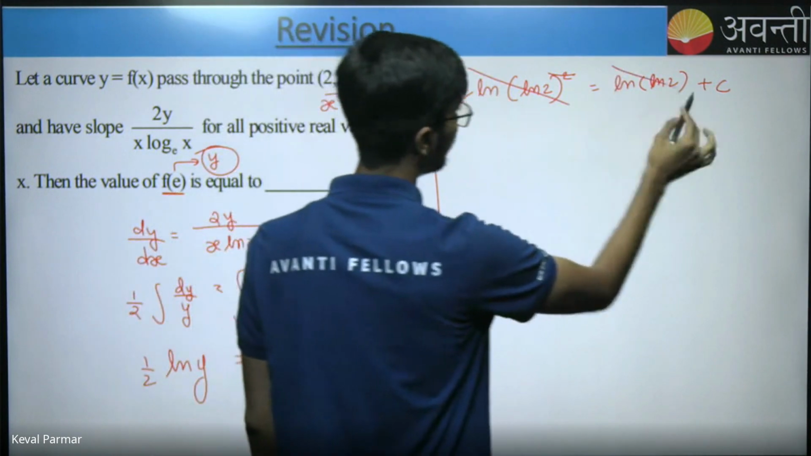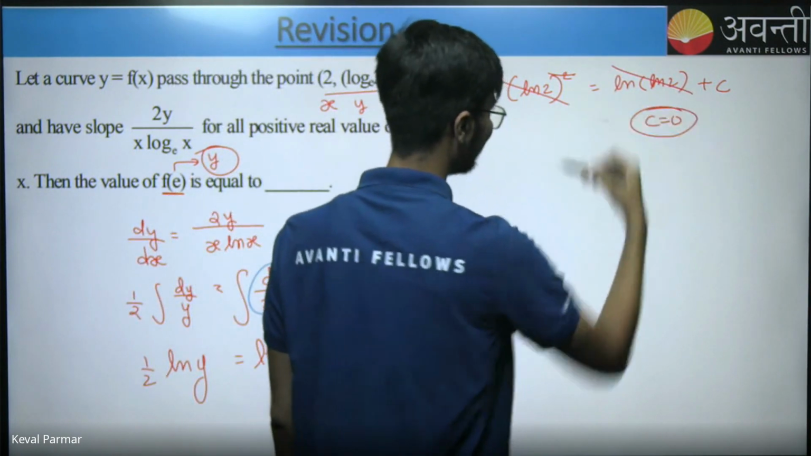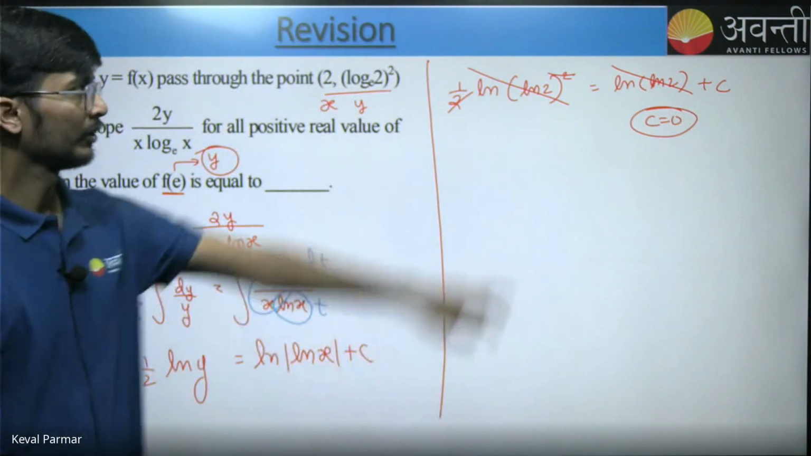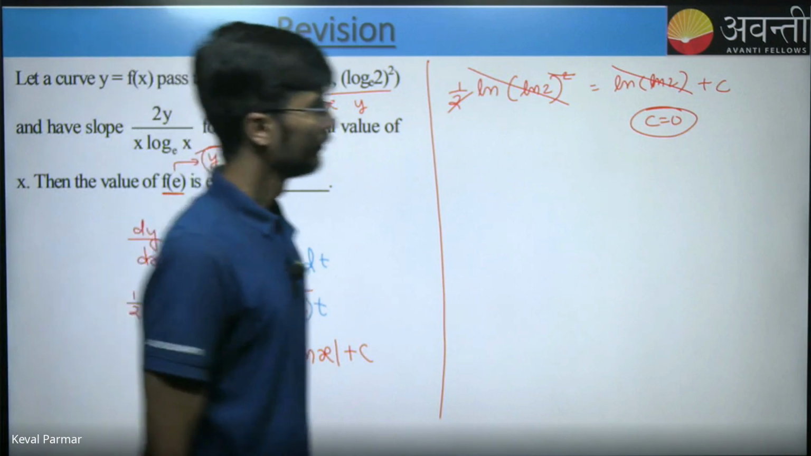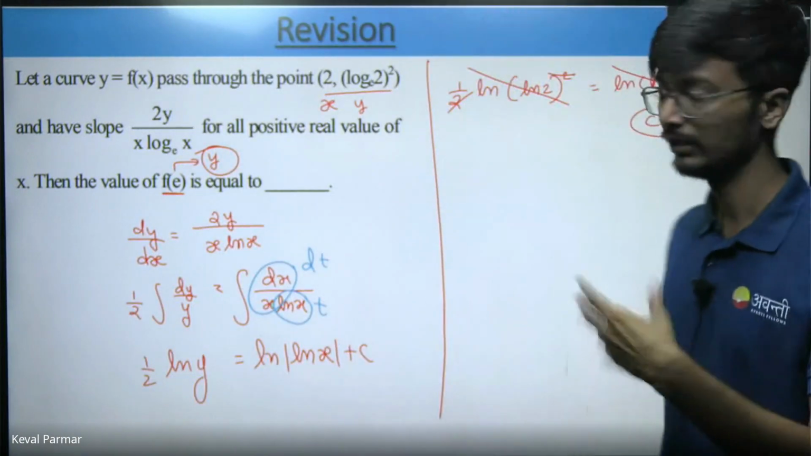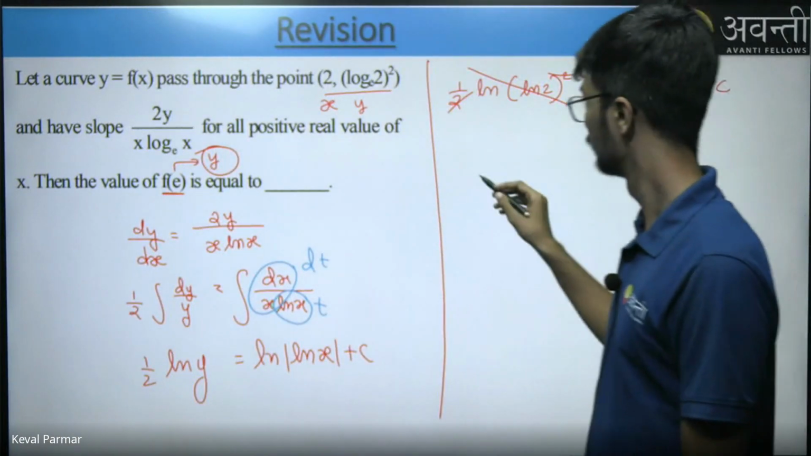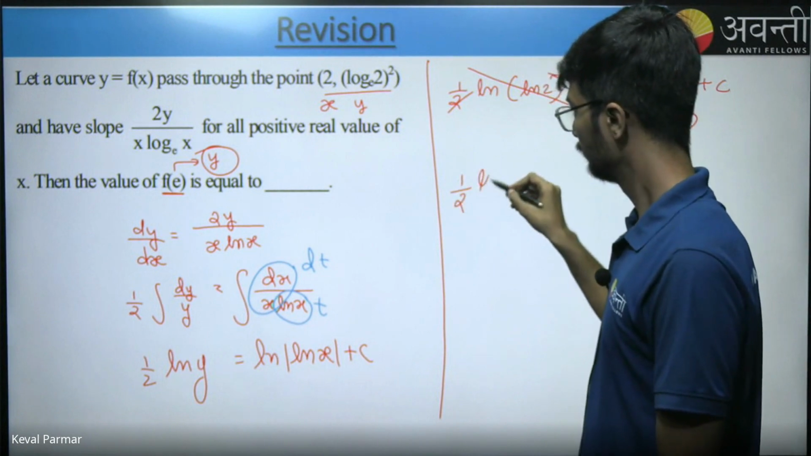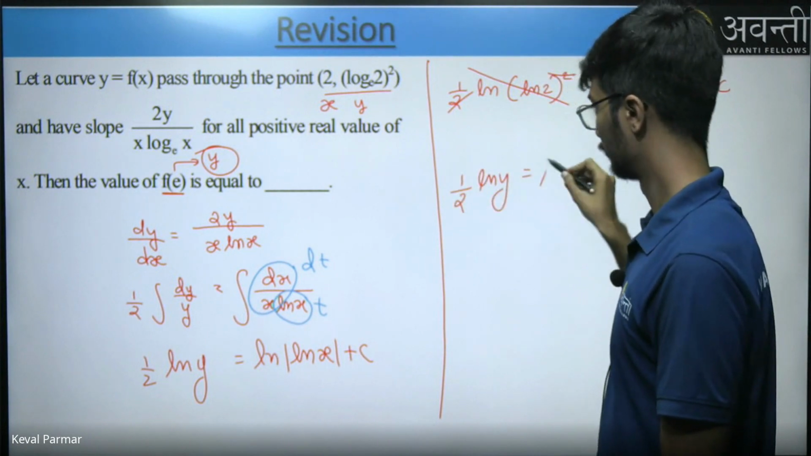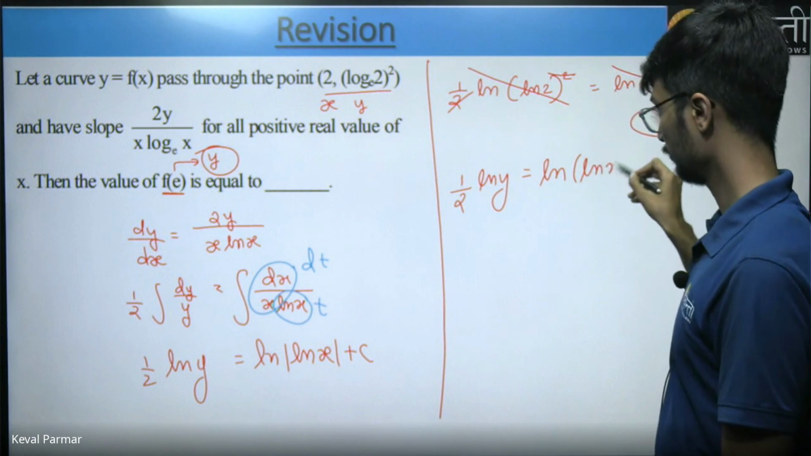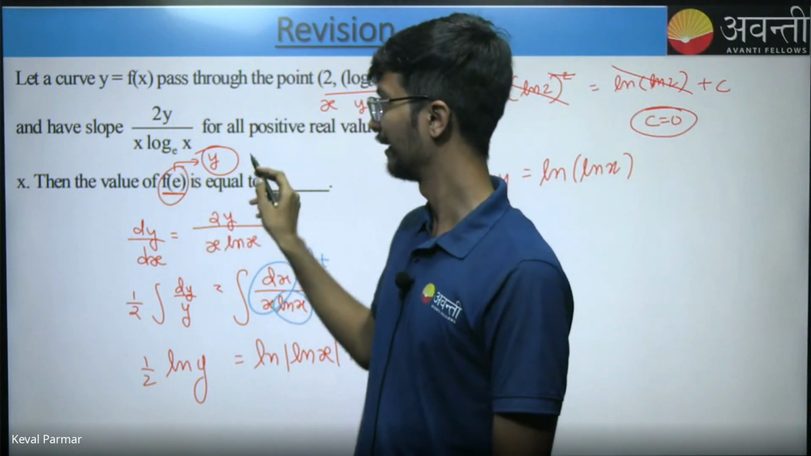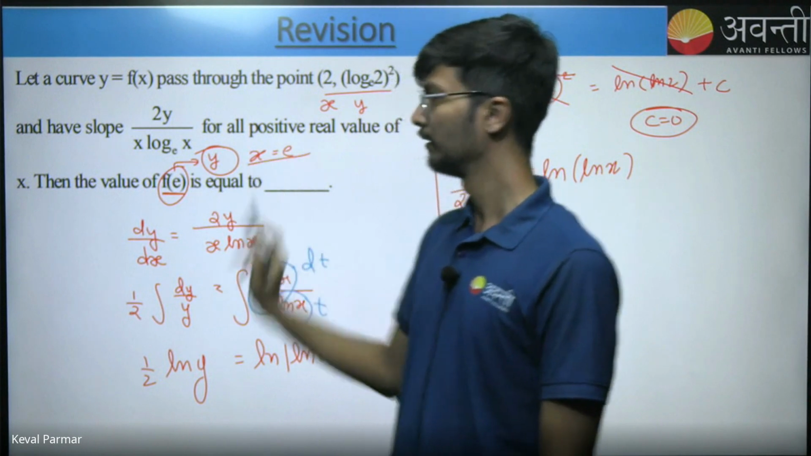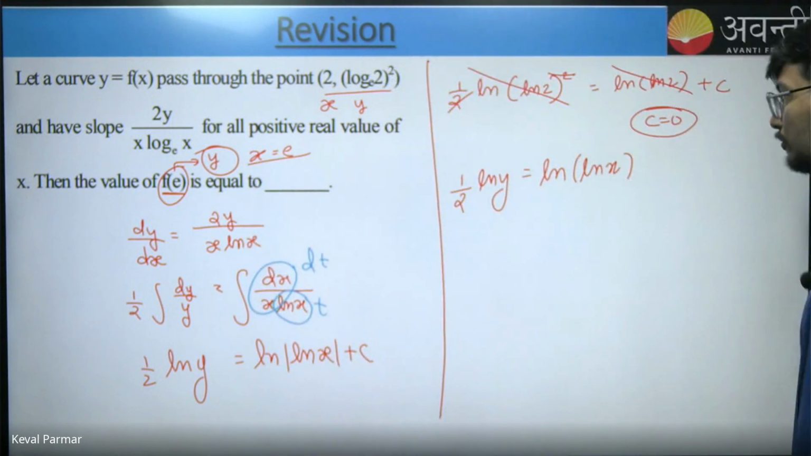Ln 2 and ln 2 will be there, so c will be equal to 0 by the property of log, right? 2 will come on the coefficients. So if c is 0, then our equation reduces to 1 by 2 log y equals log x. And now we have to find y when x equals e. Just substitute the value of x equals e.